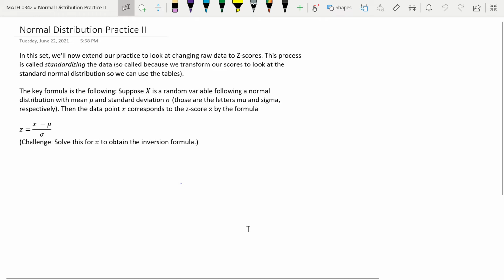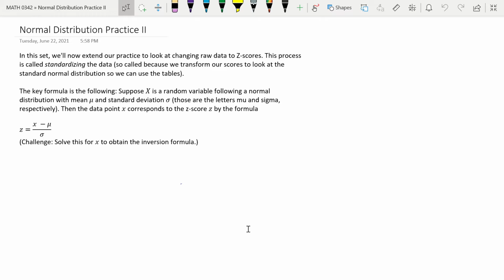We'll now go ahead and move on to the second part of this practice set. In the first set, we talked about how to use the z-table and how to look at areas which correspond to probabilities. We looked at how to find areas from the left, areas to the right, and areas in between two values.